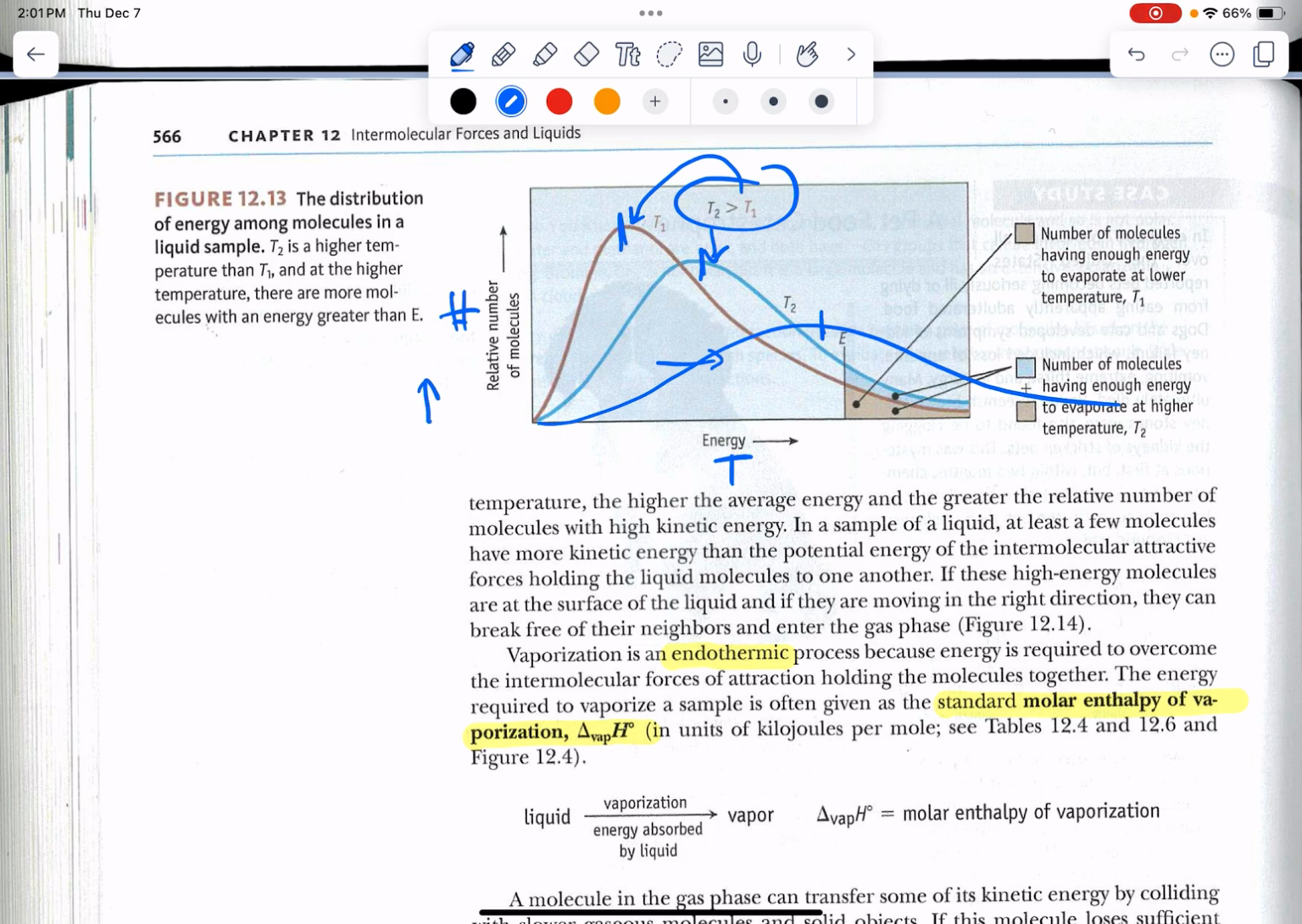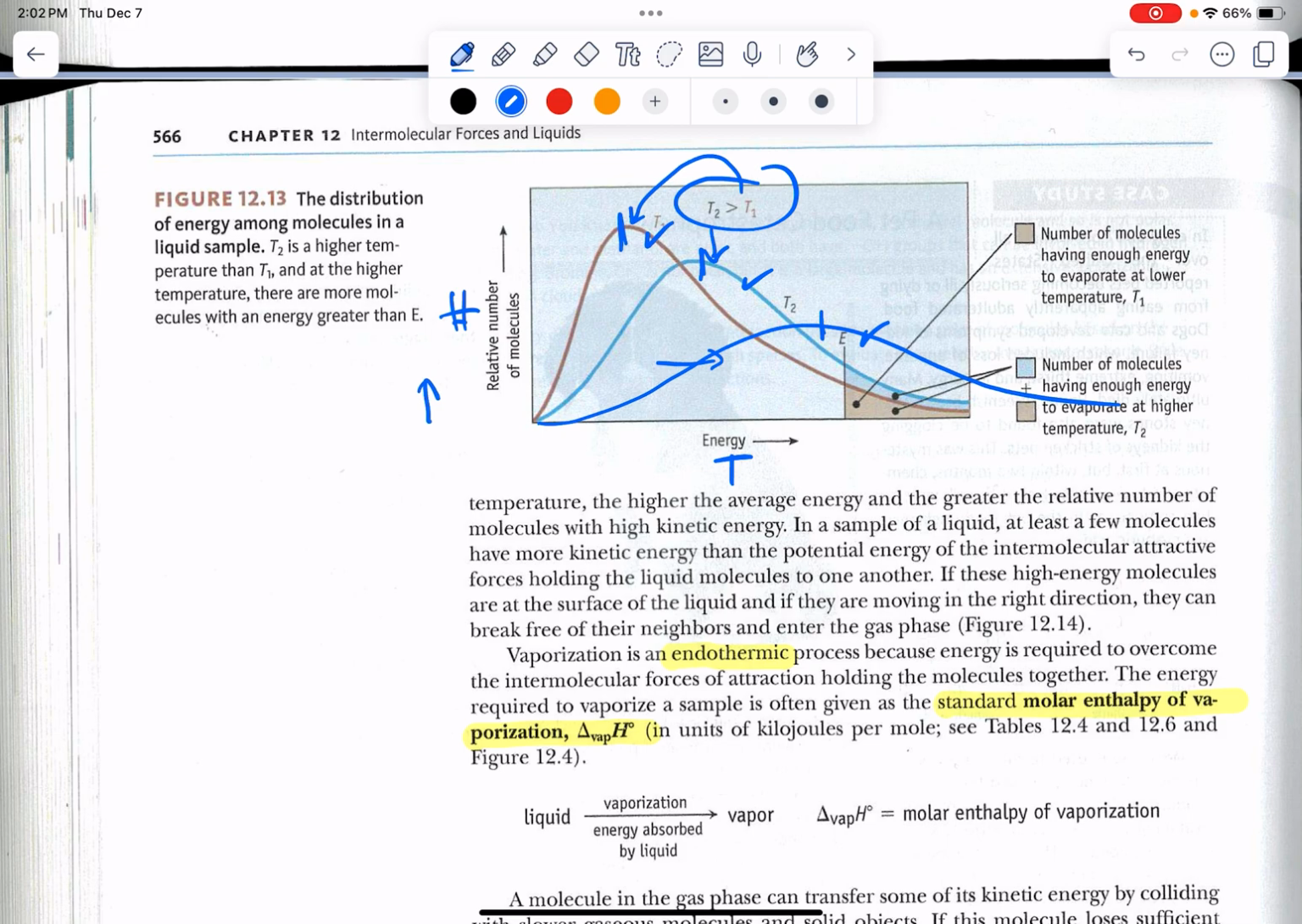But you should remember that the area underneath the curve in all three of these graphs, the two that are part of the chapter and the one that I just drew here, the area under the graph would represent all of the molecules or particles in that liquid at all of their energy values.